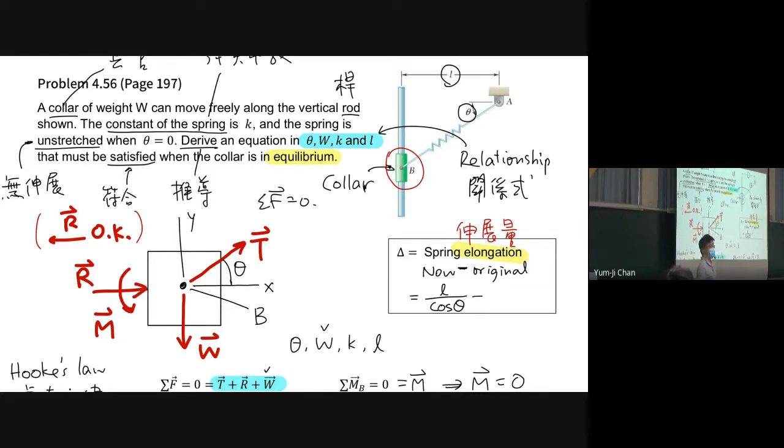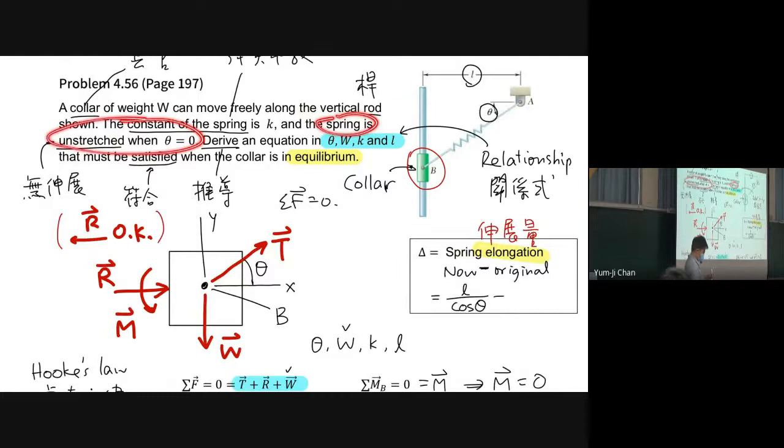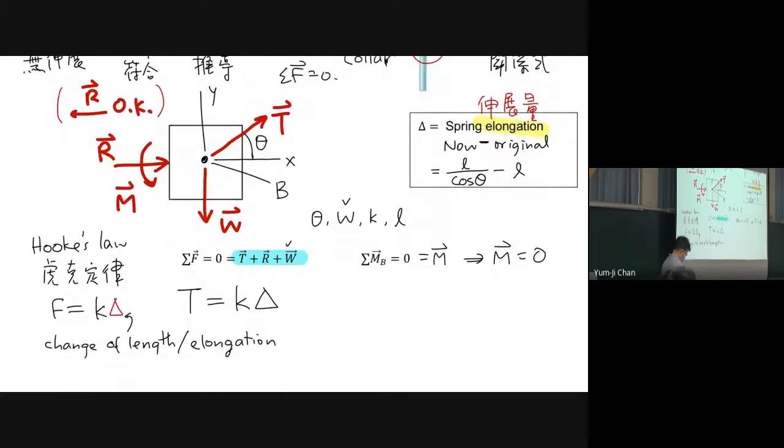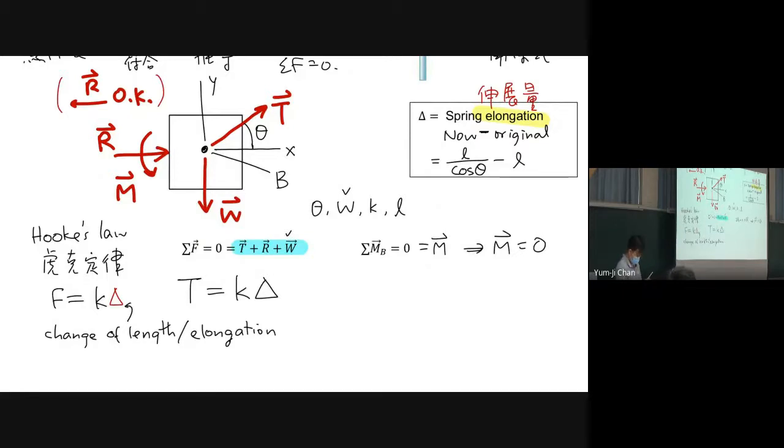So what is the original length of the spring? L, because the question says the spring is unstretched when theta equals 0. So the original length is here. Originally, we found the base of the collar here. So the original length is L. Now we know this thing. Now we go back to here, and because delta is this thing, T is equal to K L times 1 over cosine theta minus 1.